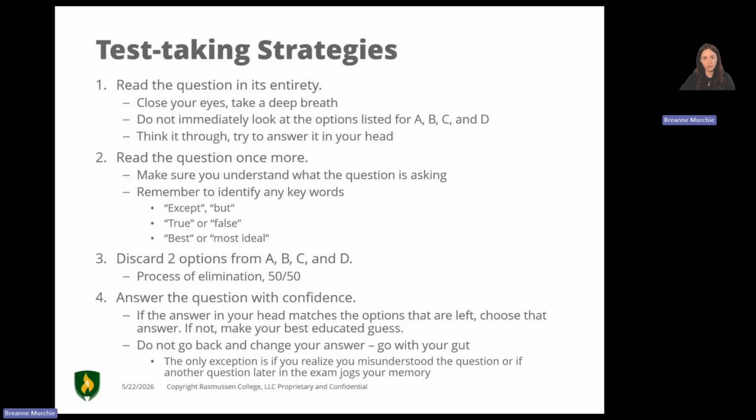Do not go back and change your answer. You've already done your due diligence by performing your test taking strategy steps. Go with your gut. Do not change your answer.